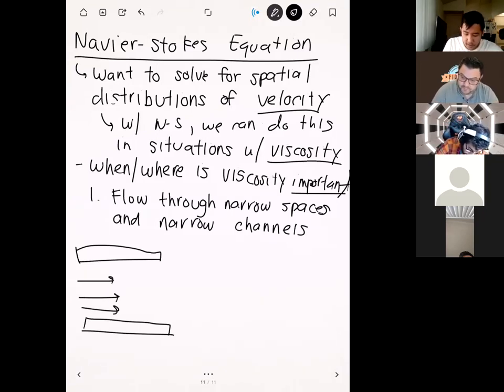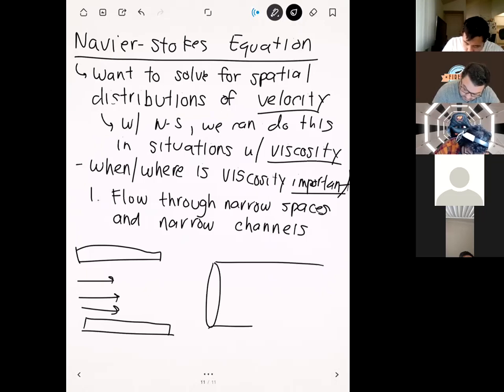You can see here there's not that much space usually in between those channels. So viscosity is going to play a big role here. Another very common situation is flow in a pipe. You have flow that goes through the water pipes in your house or your apartment. Viscosity is going to be really important here because the pipe is a relatively small space.